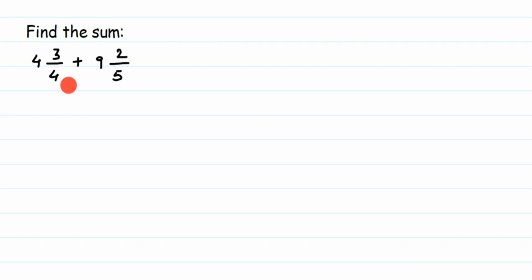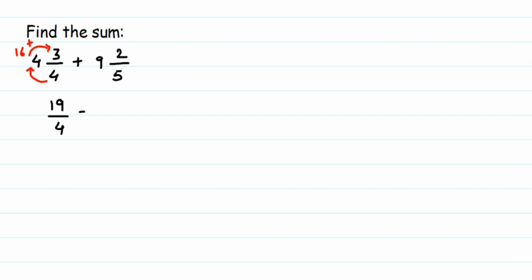In case you don't know how to convert them, you have to first multiply. This 4 is a whole number and 3 by 4 is a fraction, right? So first we're going to multiply the denominator and the whole number. So 4 times 4 is 16. Now this 16, the answer we got from multiplying, you have to add to the numerator. So 16 plus 3 is 19, we'll get 19 by 4.